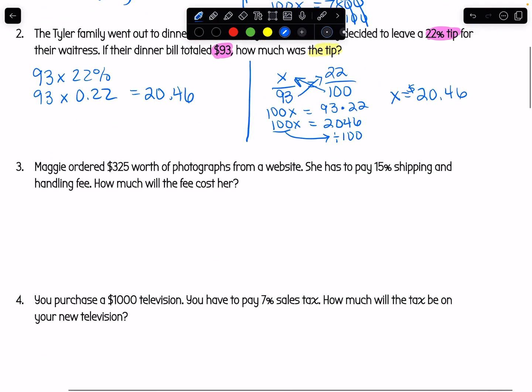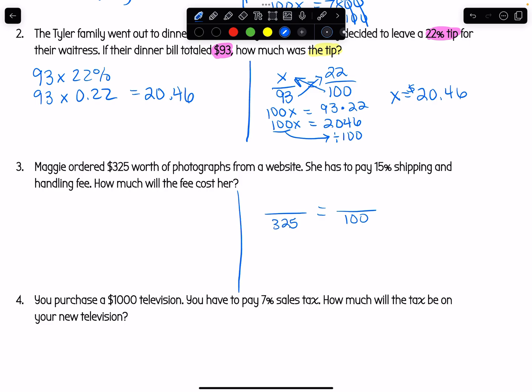Number 3, Maggie ordered $325 worth of photographs from a website. She has to pay $15 or 15% shipping and handling. If I were setting it up this way, I know my 100%, her charge, is $325. I do not know what the 15% is, so I put an x with that. But again, I would just do 325 times 15% with my calculator, or 325 times 0.15.